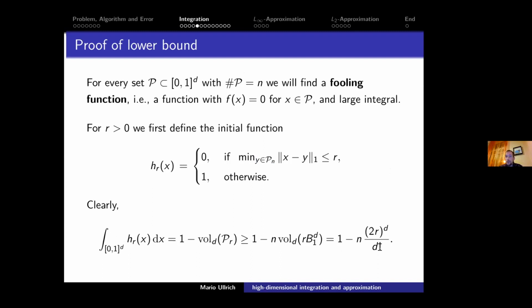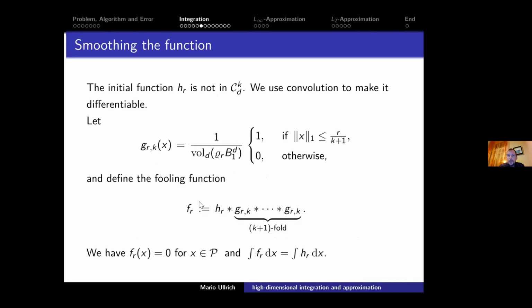This function is clearly not smooth, but what we have is this function has a large integral. If we take the L1 norm here, it's easy to compute that the integral of such a function is very close to 1, depending on n and d. I will show you how to choose the constant r here in a second. Okay. This is not a smooth function. What do we want? We want a smooth function, so let us just make it smooth.